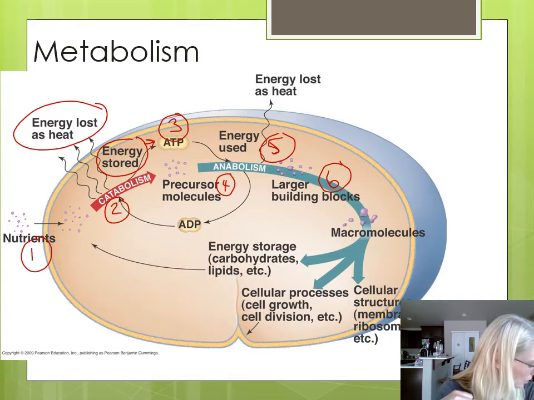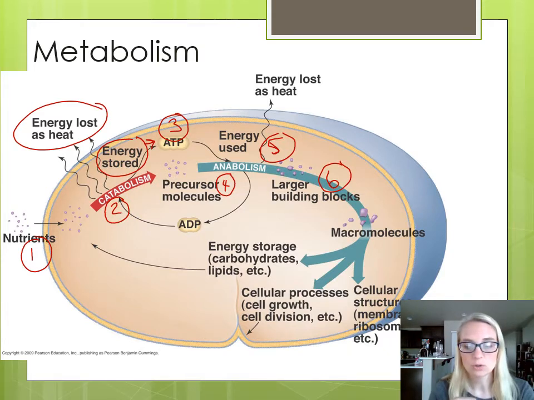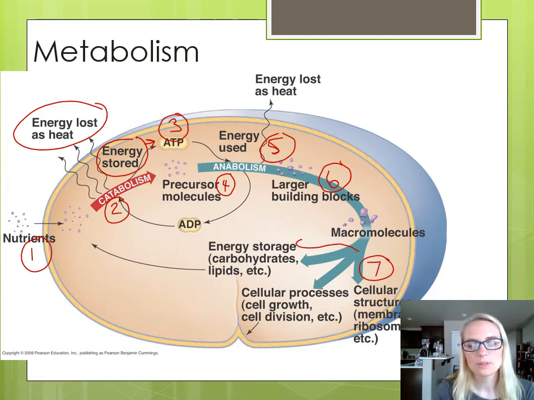Number 7, cells grow by assembling macromolecules into cellular structures. So that's 7, kind of the branching there. And we can store those as well, so I'm going to put 7 kind of over here. Either you can use them to make more of what you want, like a new carbohydrate or a new protein channel, or you can store them, right?